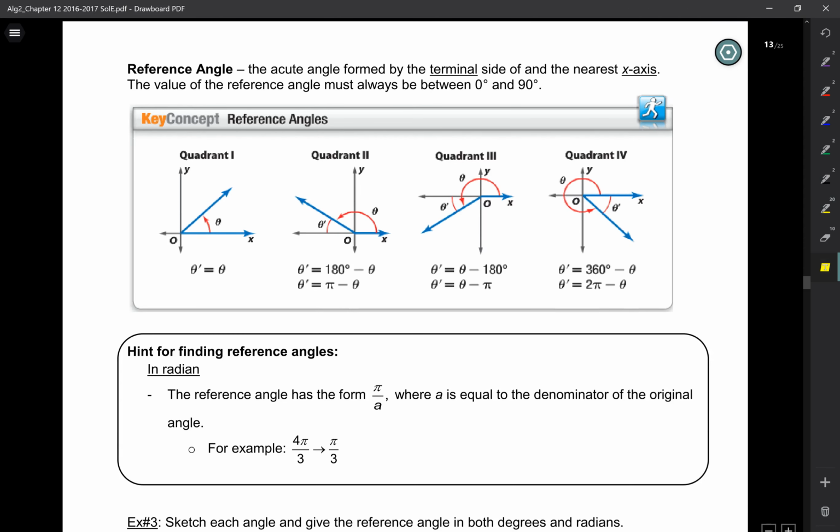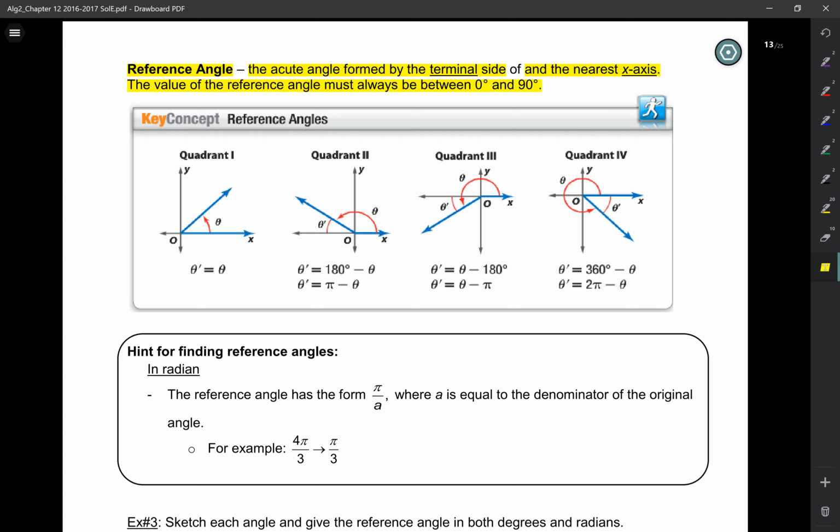Now let's talk about reference angle, the single most important thing you'll learn in this chapter, reference angles. A reference angle is the acute angle formed by the terminal side of an angle and the nearest x-axis. I repeat this because I can't stress it enough. The value of the reference angle must always be between 0 and 90 degrees. It's an acute angle.